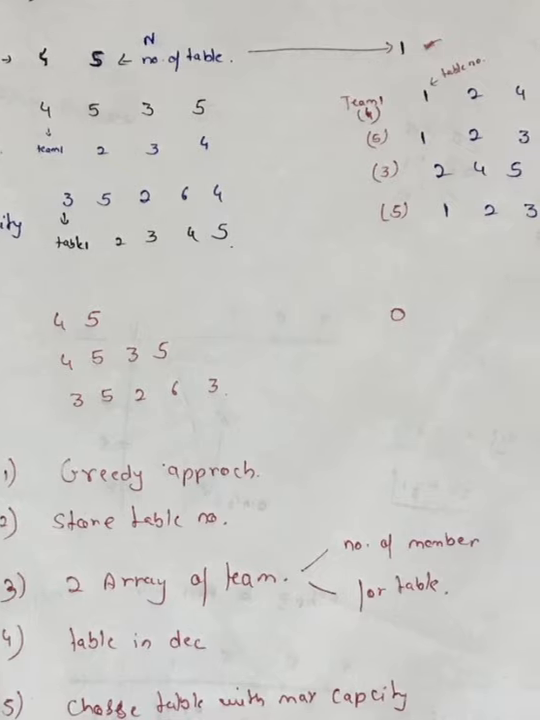The thing you need to check is whether the maximum team size is greater than the number of tables. Then you can say that no such solution is possible and there is no need to perform further calculation. Directly you can return 0 and terminate the program.